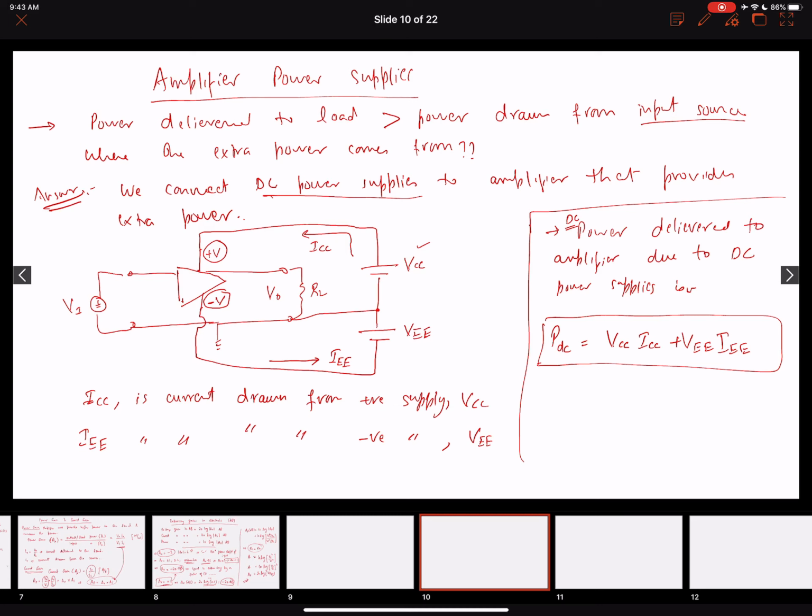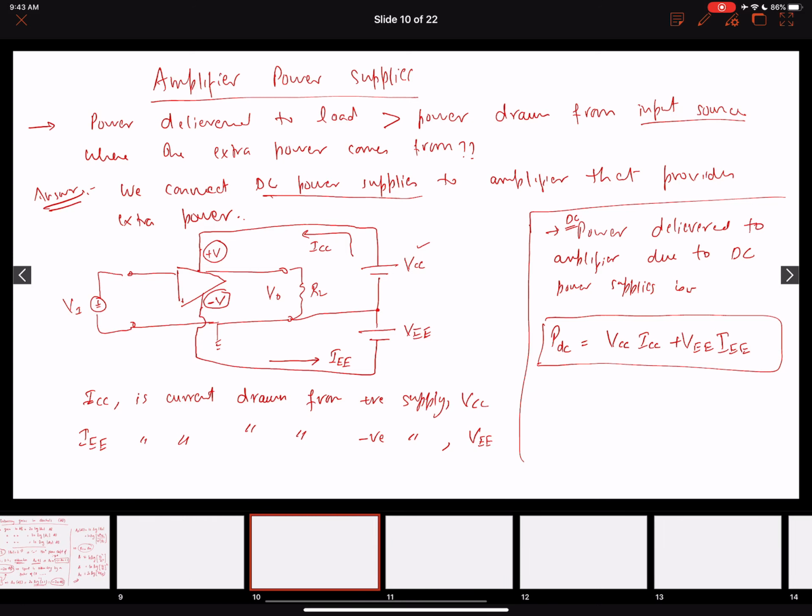Now we are going to define a few other forms of power. One is the DC power delivered to the amplifier because of these external supplies. One is the power delivered to the load. One is the power drawn from the source. And the fourth is the power dissipated in the circuit. Let me write down all four.